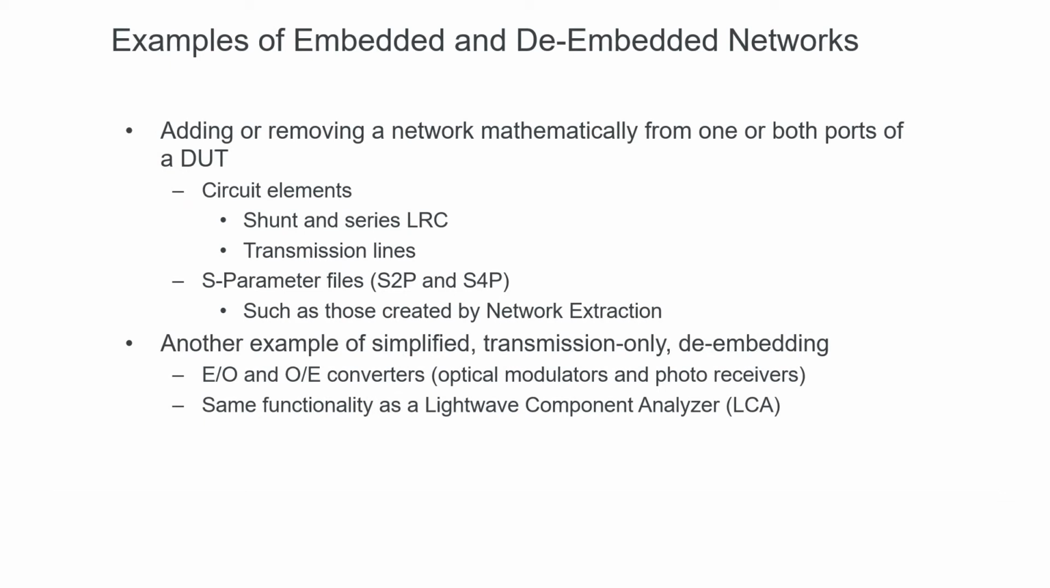Now, there's also another example of a very simplified case of de-embedding, and this applies to optoelectronic components, where you only want to de-embed, in this case, the transmission measurement portion. So you're not concerned with reflection here. You're doing a subset of full de-embedding by just treating the transmission only, so that we can isolate a measurement to either an optical modulator or a photo receiver, assuming, of course, you have a characterization file for one or the other that you intend to de-embed to isolate the measurement on the device under test of choice. So this would be the same functionality as in a lightweight component analyzer or something else that Anritsu offers as part of their VNAs.